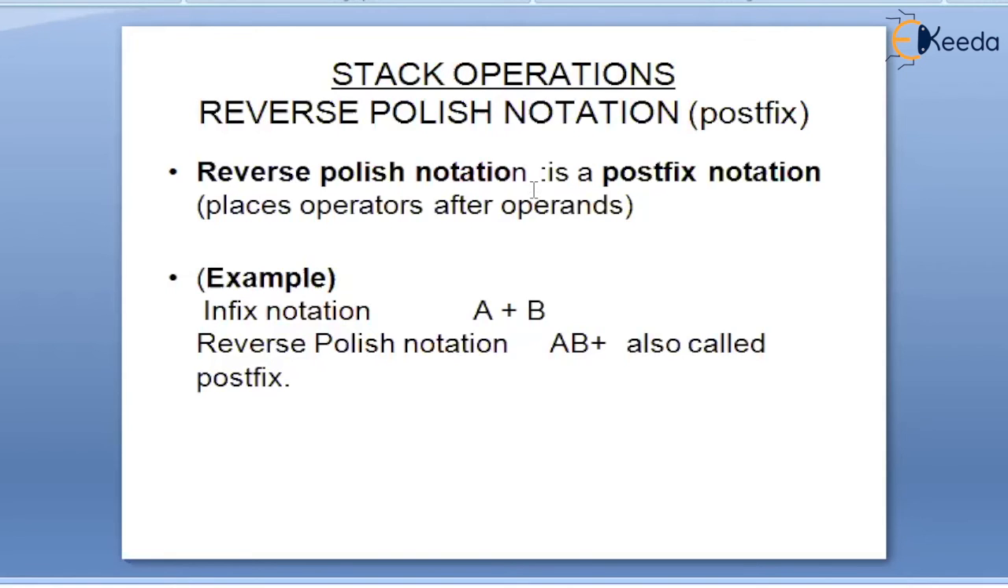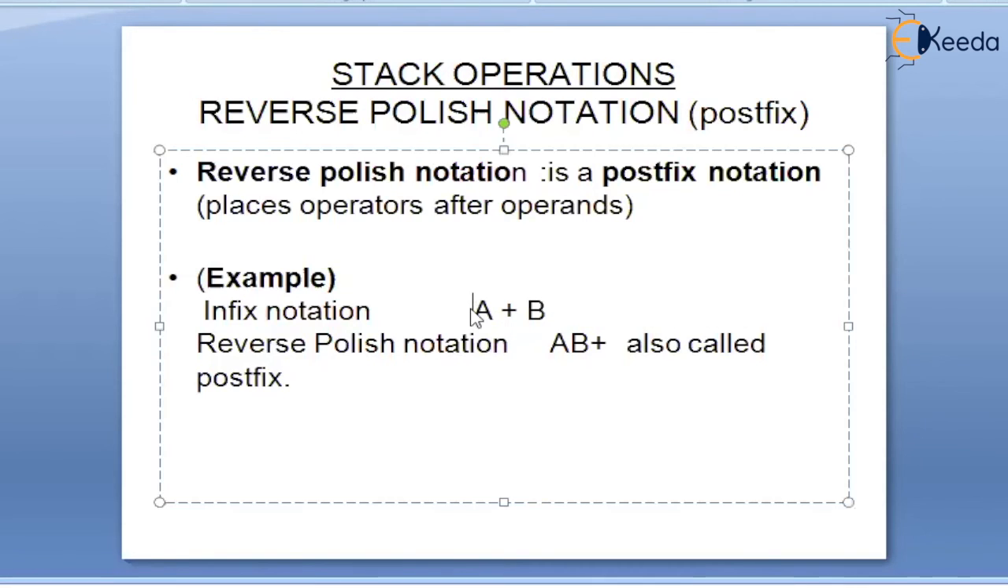There are three kinds of notations. One is infix, the second is prefix, and the third is postfix. Very simple. Most of you already know about it, but let me explain with a simple example. Infix notation is when A and B need to be added, we write it this way, A plus B. That is infix. The operator is in the position where it has to be, between A and B. This is infix notation.